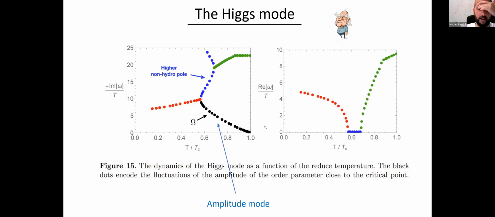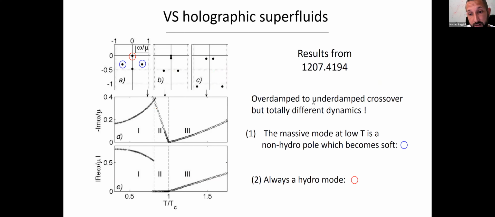And this is basically another way to see that. You see that at low temperature, the real part of a mode is clearly massive. So there is a mode that becomes massive, this red mode. And it's very tempting to say that this mode is basically the Higgs mode. Now, to be fair, something similar is seen in the holographic superfluid, but the origin is completely different.